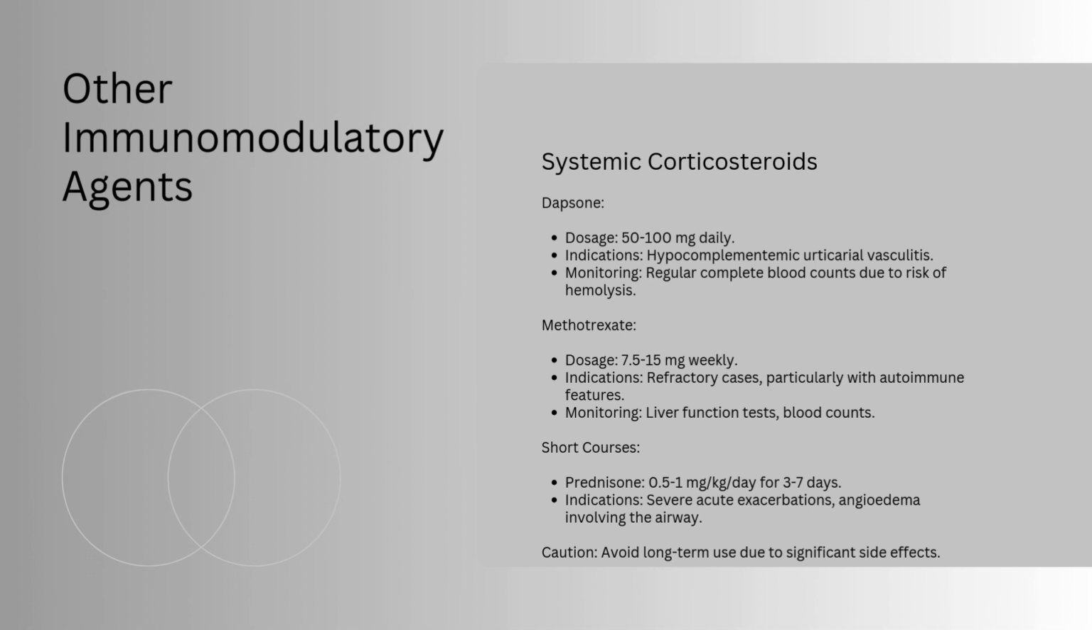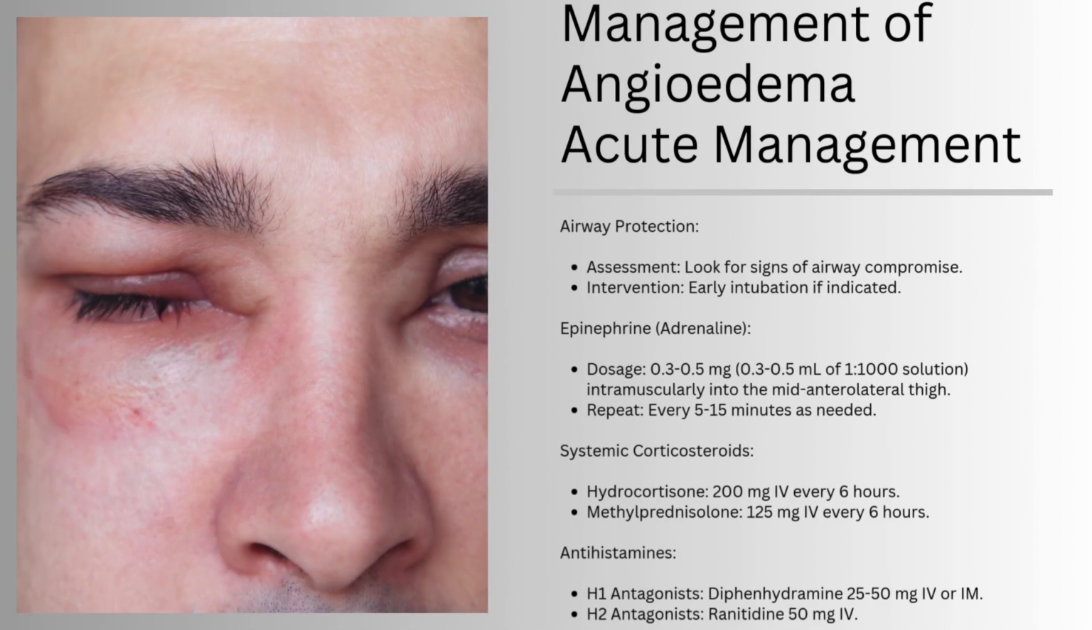Next, let's address the management of angioedema. Acute management begins with airway protection as the priority. Immediate assessment and intervention are critical if airway compromise is suspected. This may involve preparing for intubation or even tracheostomy in severe cases.